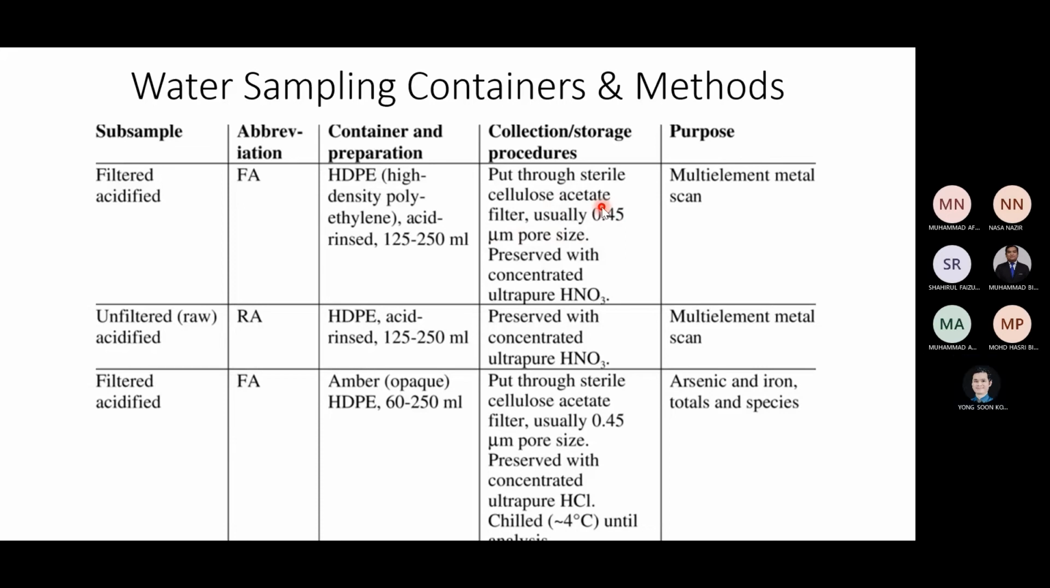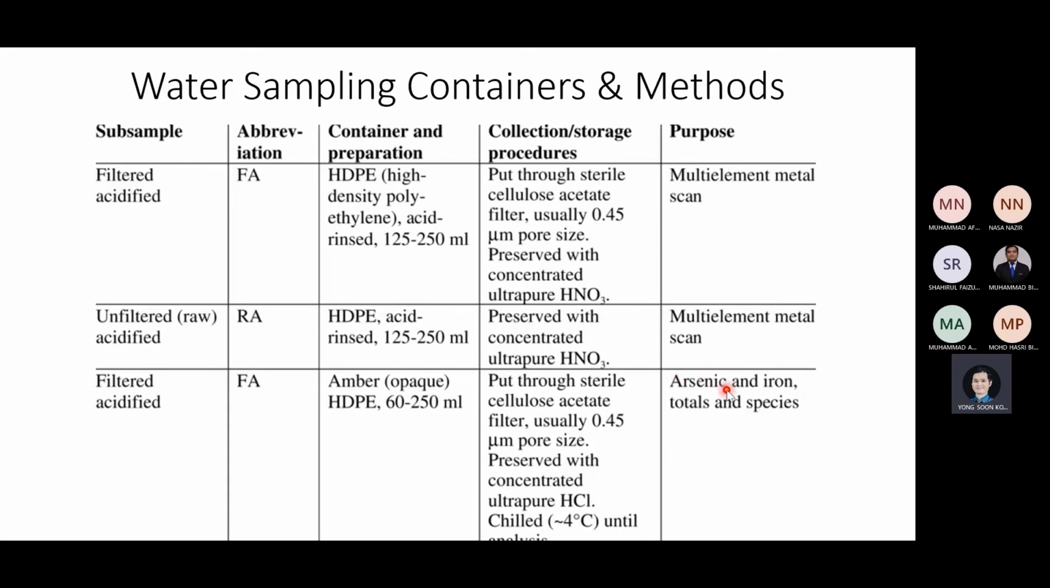So the rest is similar. You put it inside an HDPE container, and then you acid rinse it, acidify it later. The usual thing. The only thing that is not covered just now is the filter. Some of them need to be filtered, some of them not. But you have to look at what are the things that you have inside and what you need to analyze. So these are examples of metal or metalloid.